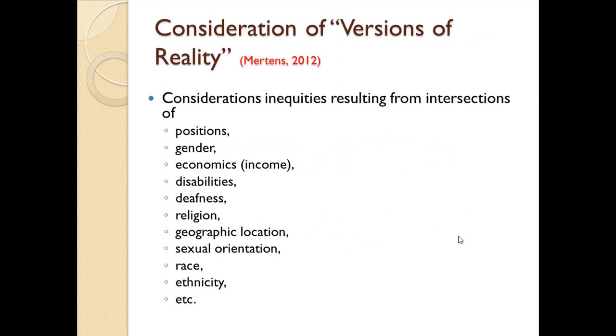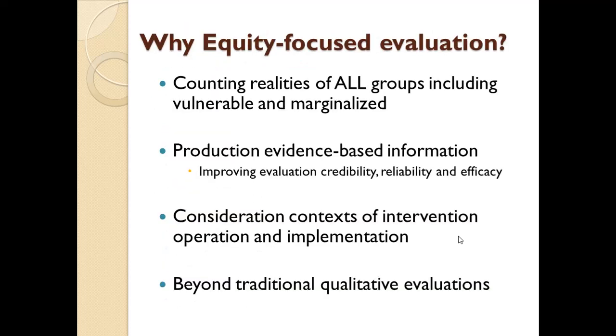Again, considering versions of reality, we are looking at inequities resulting from intersections of different positions: gender, economics, disabilities, deafness, region, location, sexual orientation, race or ethnicity. All these put particular categories at a disadvantage. So Martin says that to make a transformative evaluation or transformative research about people's experiences, we should also factor in these versions of reality to be able to get the true picture, and therefore learn from it, and again be accountable regarding particular interventions.